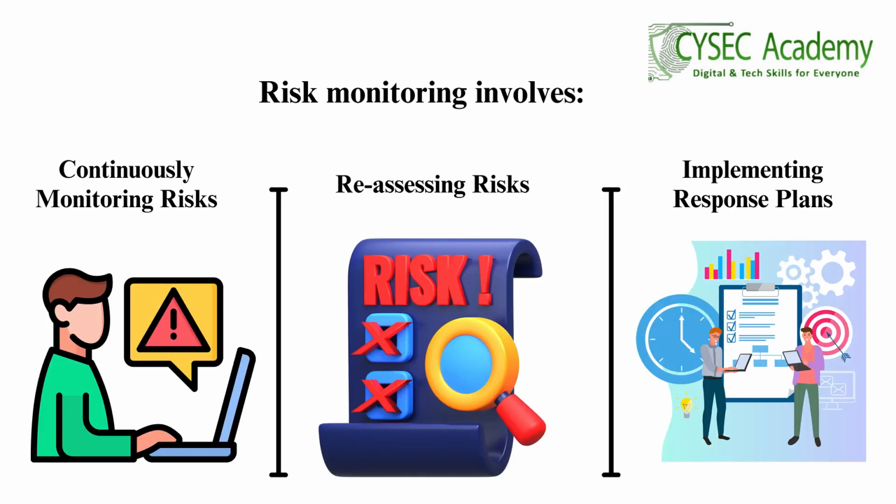1. Continuously monitoring risk, keeping an eye on weather forecasts and tracking registration numbers. 2. Reassessing risks, evaluating if the risks have increased or decreased as the event date approaches. 3. Implementing response plans, preparing for rain by arranging for tents and having a contingency plan for low turnout, such as targeted promotions or partnerships with local schools.